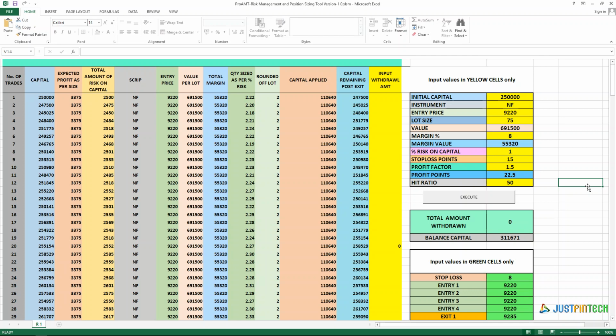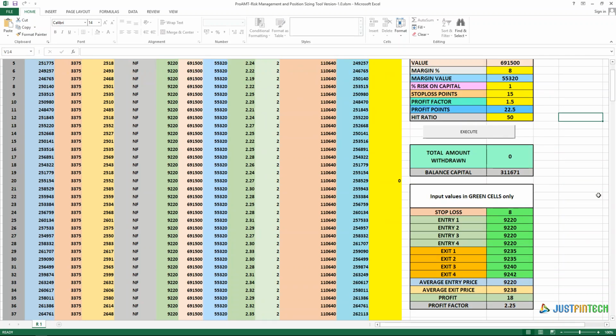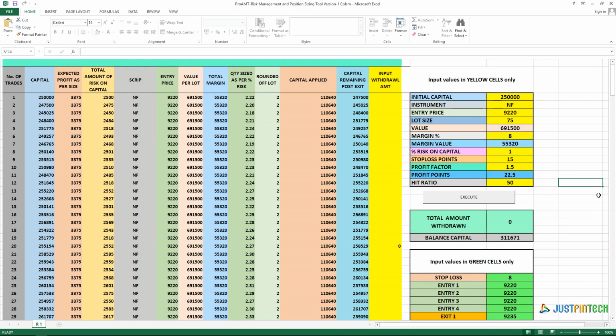But then see what happens is, if your hit ratio is 50%, over a period of time your balance capital would be 3,11,671. Everyone wants 100% profits, but many people do not pay attention to all these position sizing rules, and they just take weird risks and size it as per their fancy. And then what happens is the account goes for a toss, and then again a search for the holy grail begins.